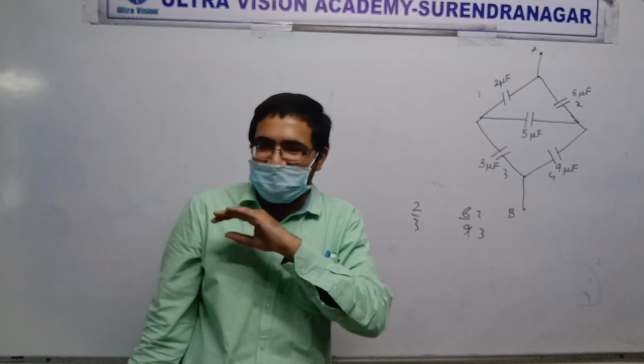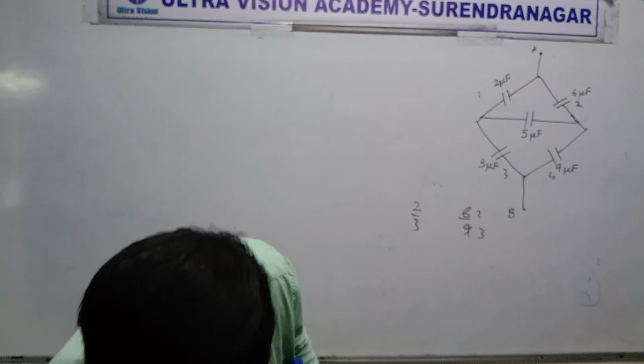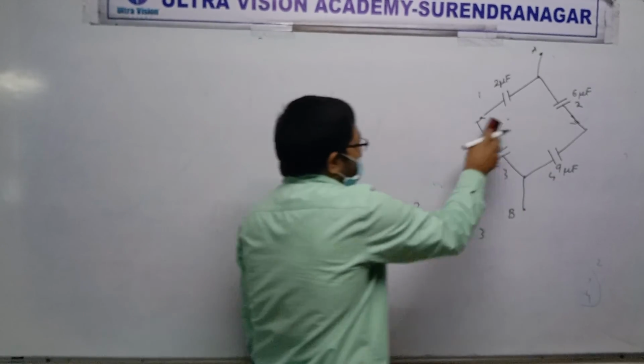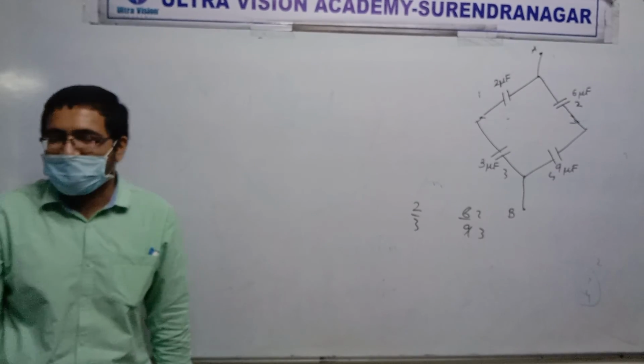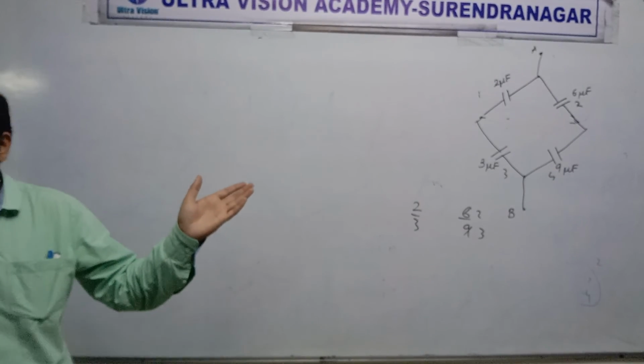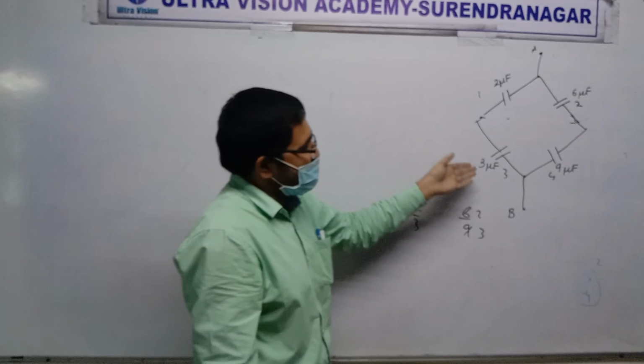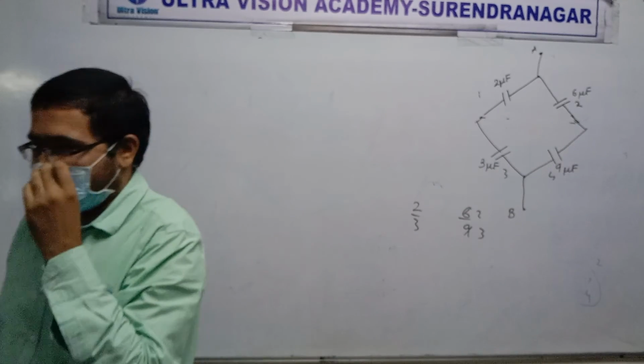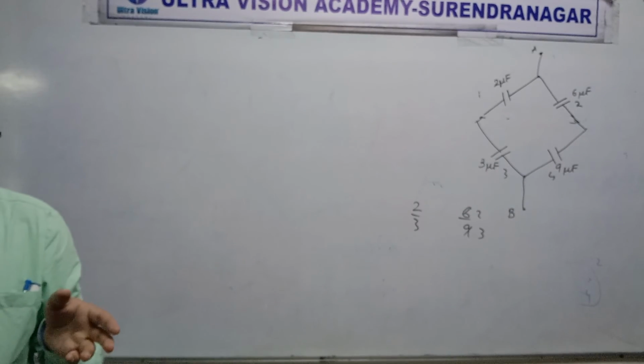Remove the one at the center, and still it doesn't make any difference. Now what next? What is series, what is parallel? 1 and 3 are in series, and 2 and 4 are in series. Then the two branches are in parallel. Got it?